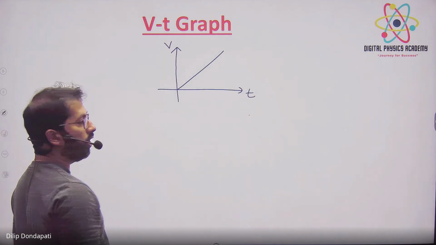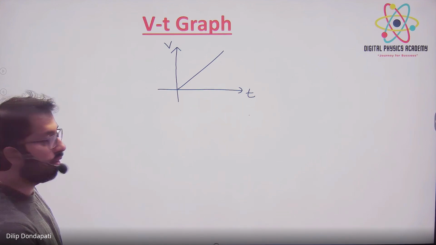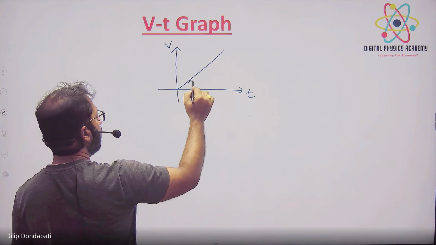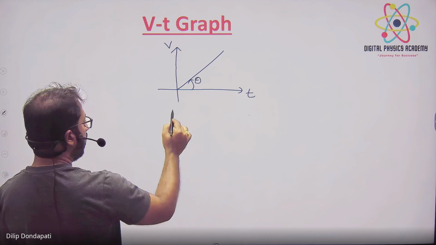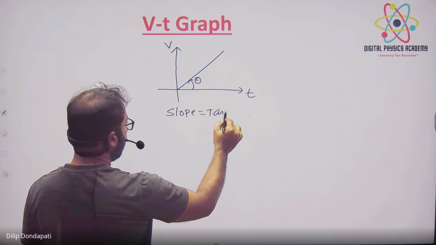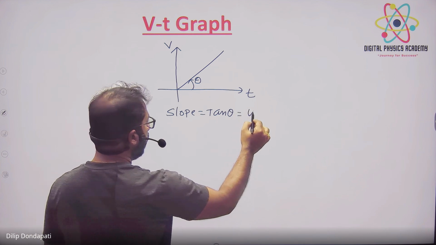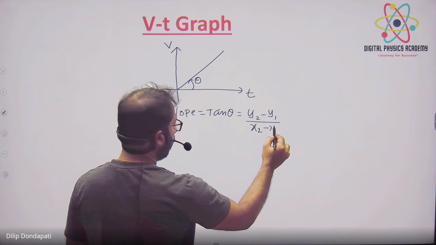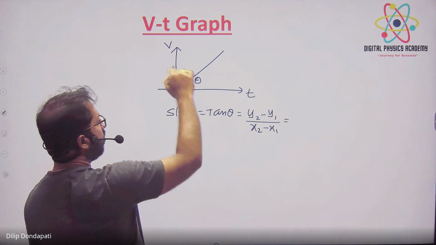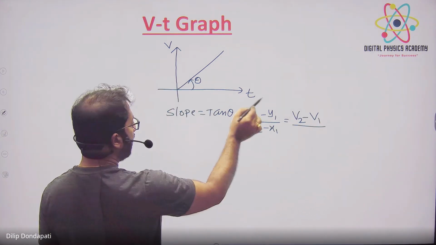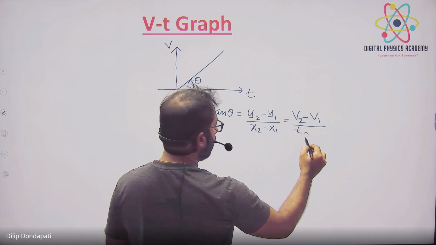I am trying to find slope of the line. Okay. Slope means x-axis say how much angle the line is there. Uska tan theta is called slope, right? Slope is nothing but tan theta. And tan theta is nothing but y2 minus y1 by x2 minus x1. Y-axis में what is the velocity? v2 minus v1 by x-axis में time t2 minus t1.